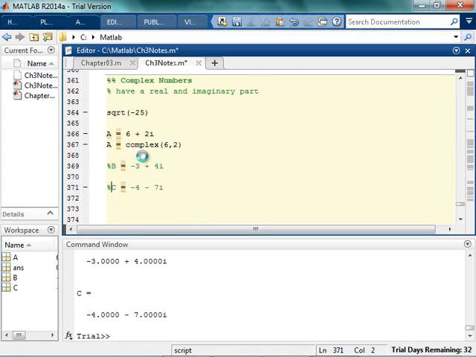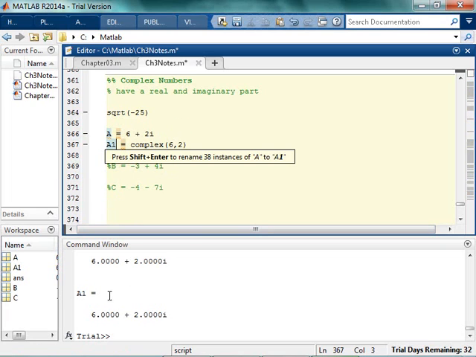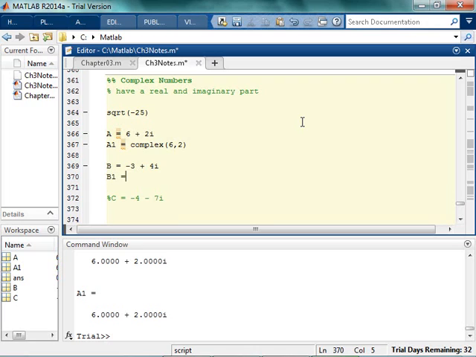So if I ask for, I'll call it A1, 6 plus 2i, if I say complex, 6, 2, that means the 6 is the real part and the 2 is the imaginary part. I don't exactly know why you'd want to do that, but everything that's there in MATLAB is there because at some point some dude was like, man, we totally need to rock this out with this complex function. And I guess I know why.